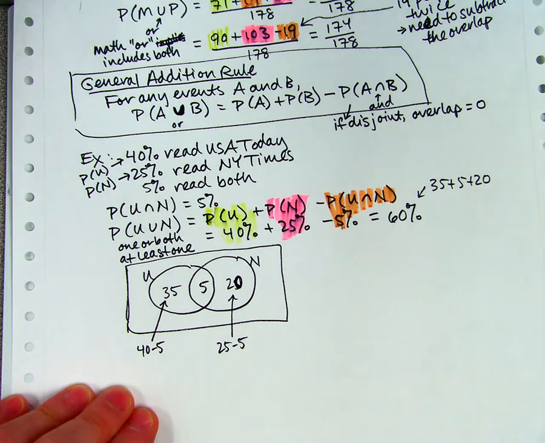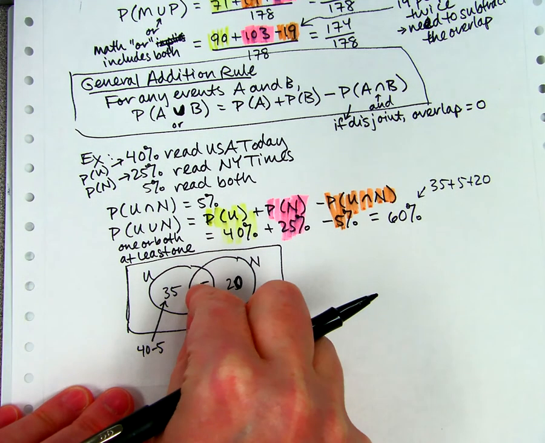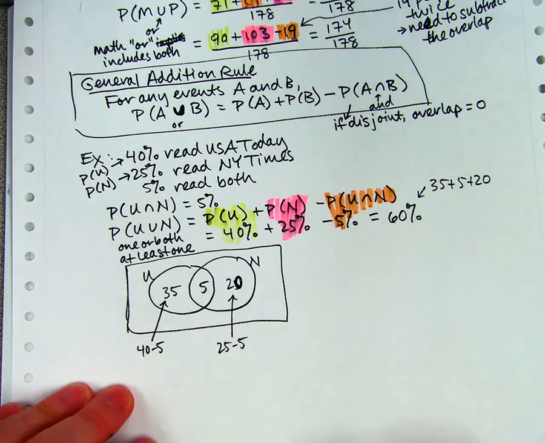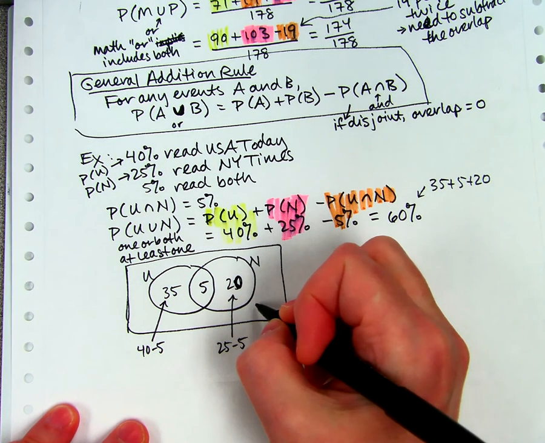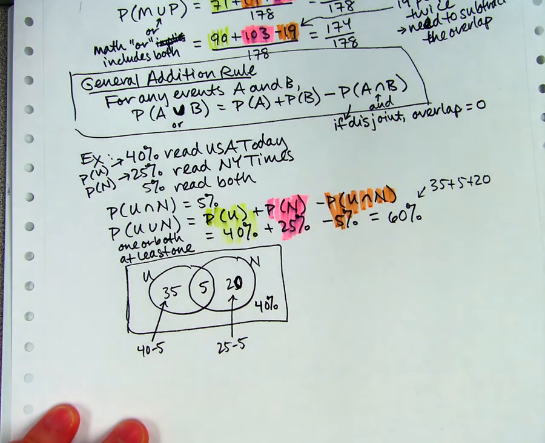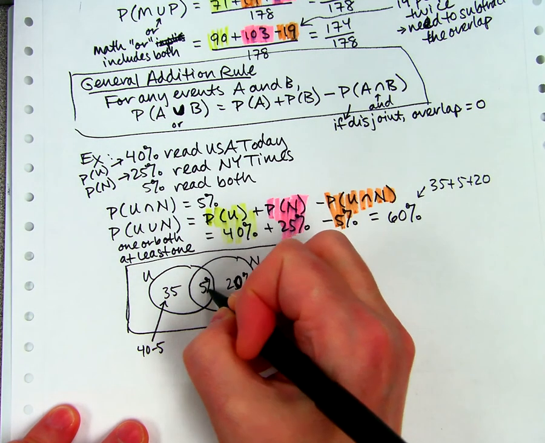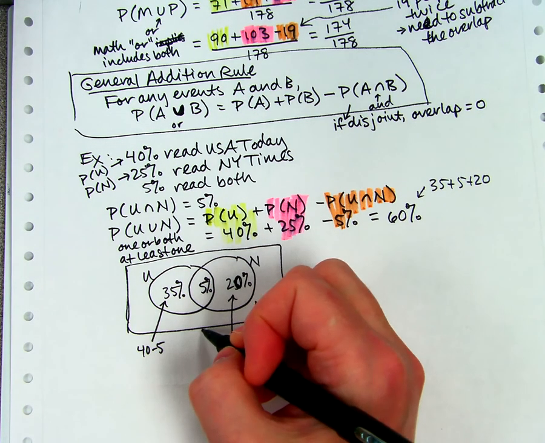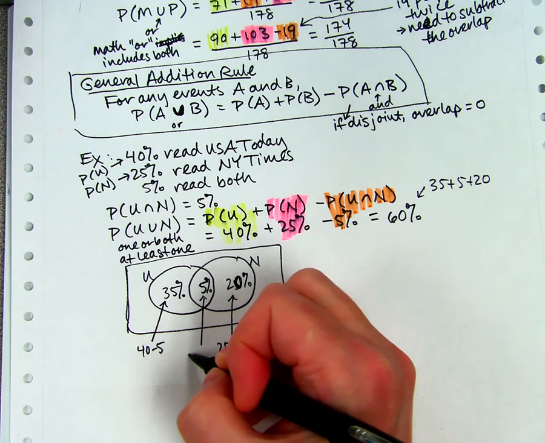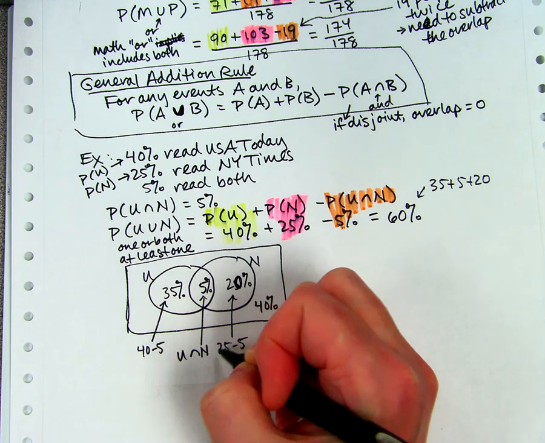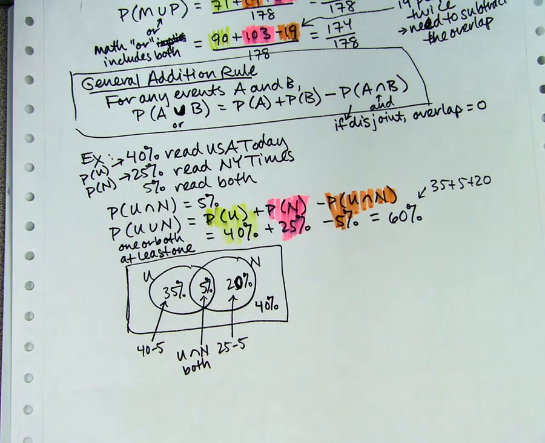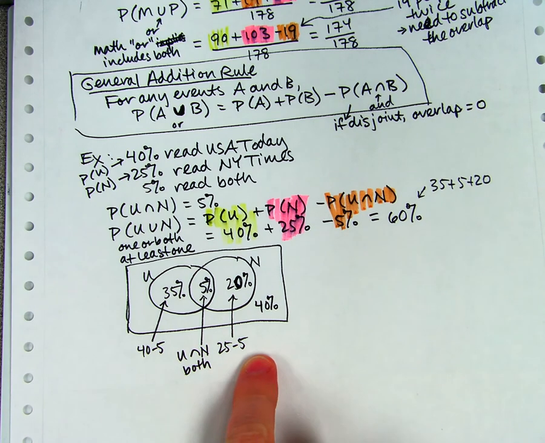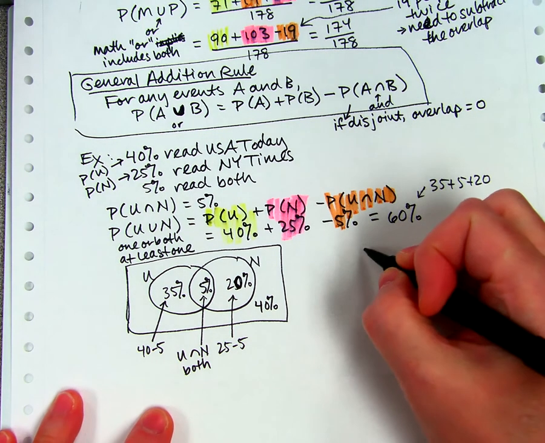So there's two ways to calculate that. You can do the whole thing and minus the overlap, or you can do the parts and add them together. And by the way, if this is 60%, this outside number is 40%. It's the complement rule, 100% minus 60%. So there's the Venn diagram version. This middle piece is the both. So this is the and symbol, U and N, both. This is just the USA Today. This is just the New York Times. This is the neither.